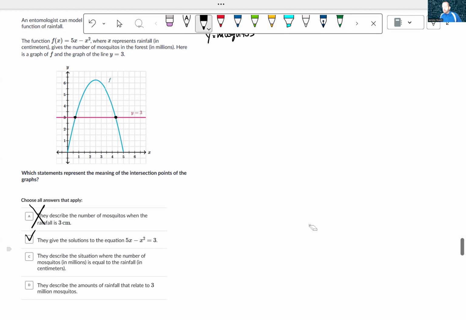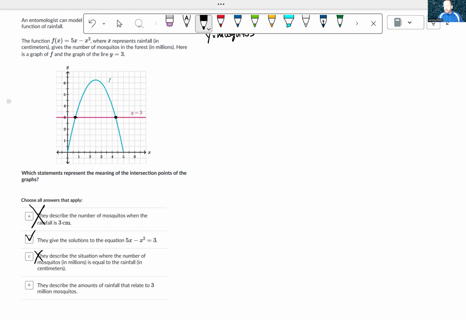And it says choose all that apply. So let's look at the next ones here. It says that these 2 points describe the situation where the number of mosquitoes is equal to the rainfall. Well, that doesn't make any sense because the rainfall is maybe 0.7 and then 3 million mosquitoes. So that's not equal for that point. It's not equal for that point either. That's not correct. And then for D, it says these intersection points describe the amounts of rainfall that relate to 3 million mosquitoes. And that is true.